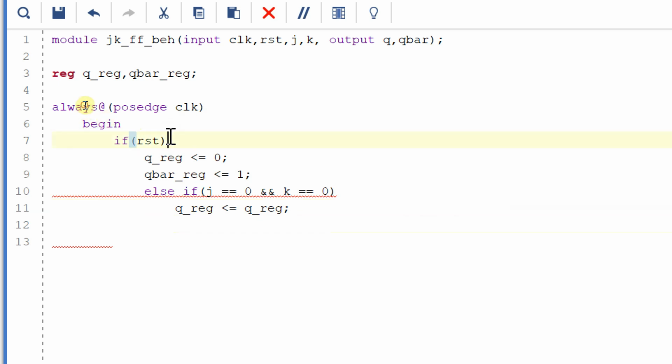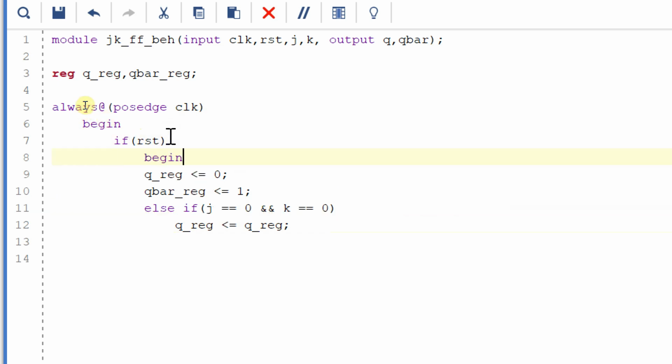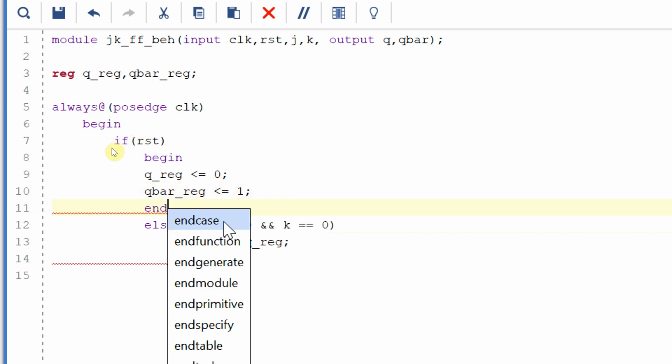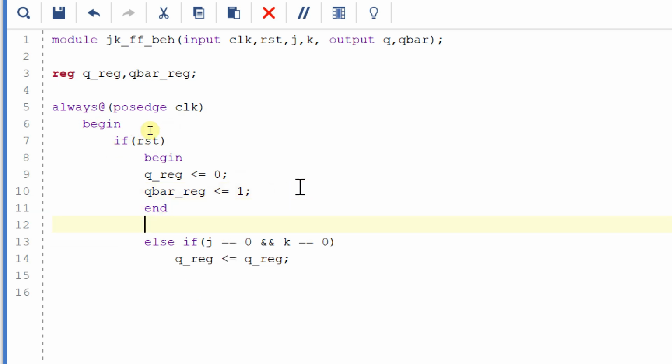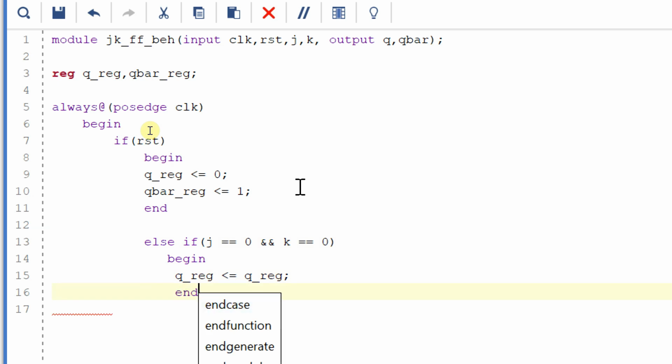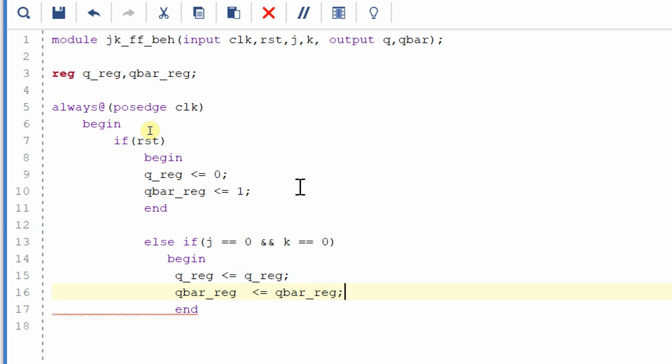We should use begin and end if we are using multiple statements inside an if. If only one statement, then there is no need to use begin and end. So when j is equal to 0 and k is equal to 0, it is like a hold condition. It will hold the previous values, and q_bar_reg will be equal to q_bar_reg.